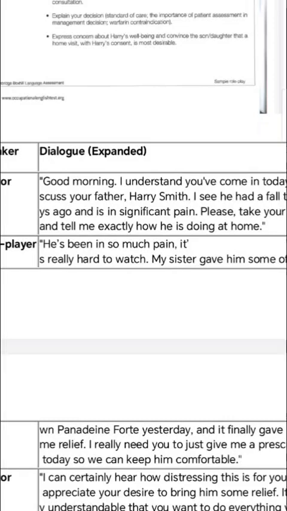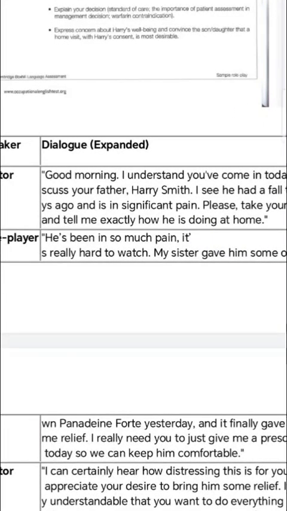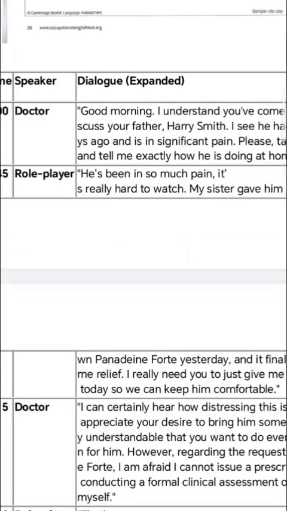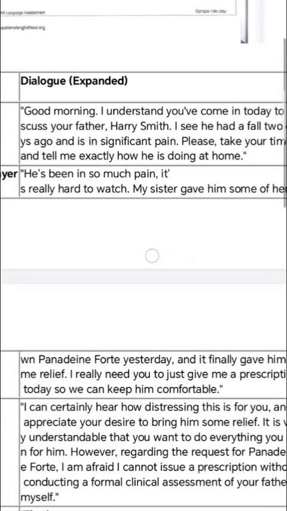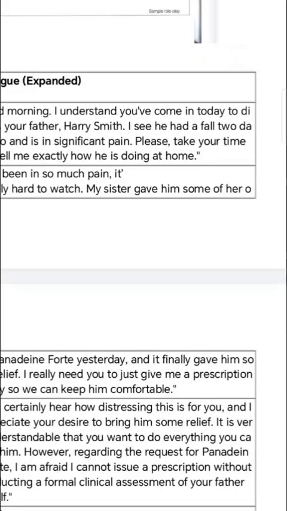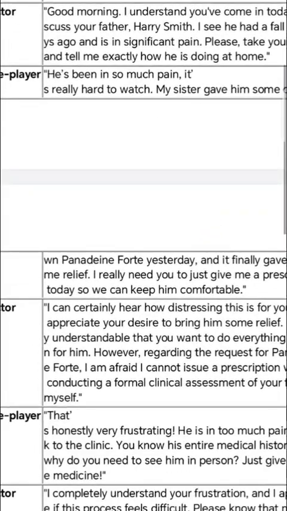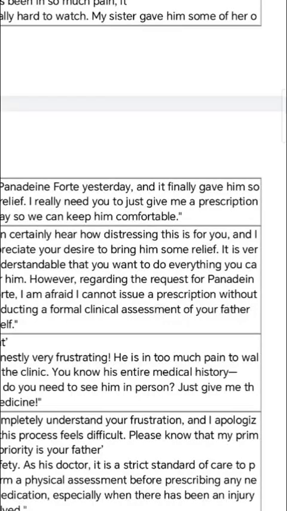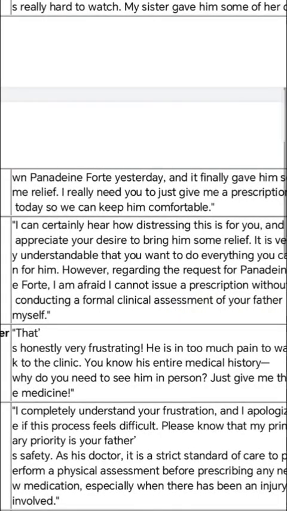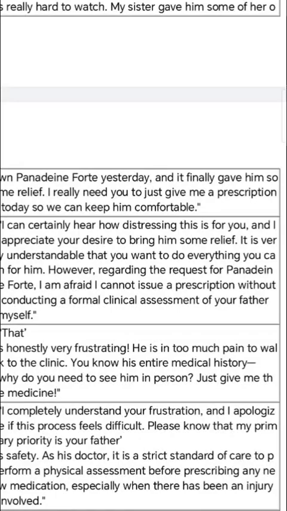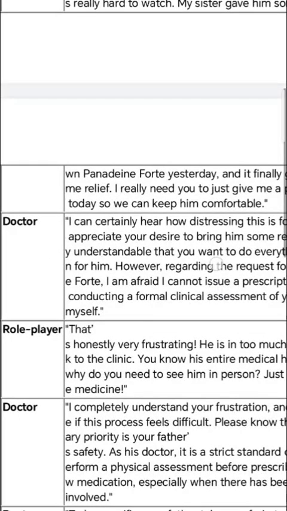Okay, you cannot directly jump into the task, saying no, I cannot write the prescription, sorry. You have to first greet the son or daughter, and ask some lines about the current situation of the patient. So you can use this line, and the role player can tell you that he is in so much pain, and it's really hard to watch him in this condition, and my sister gave him some of her own Panadol Forte yesterday, and it finally gave him some relief, and I really need you to just give me a prescription today so we can keep him comfortable.